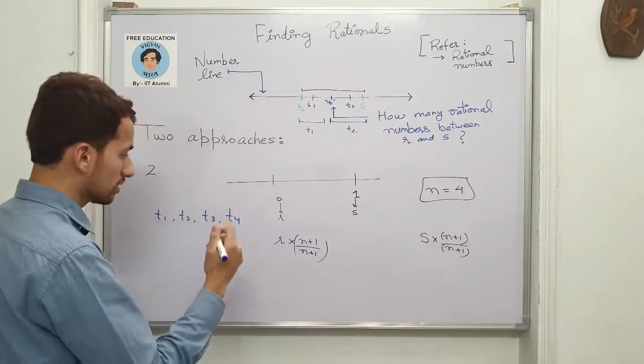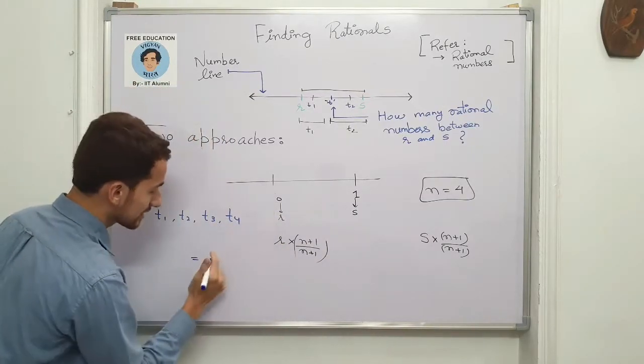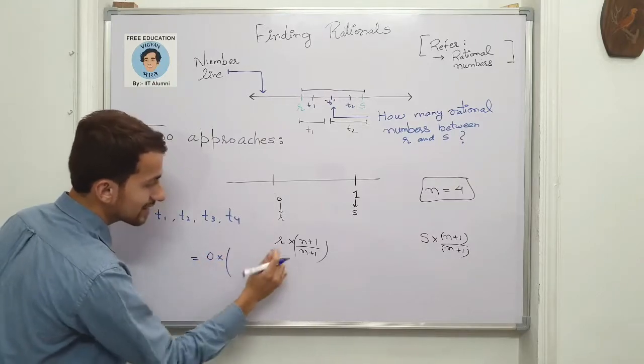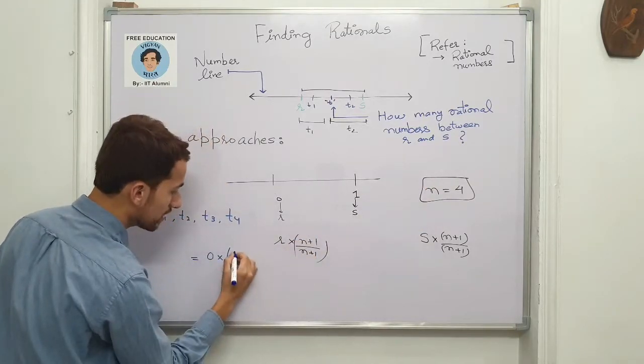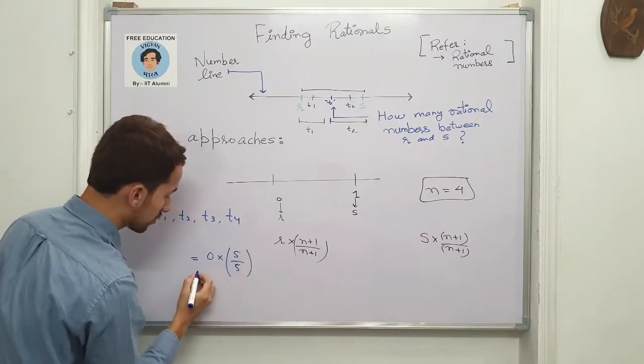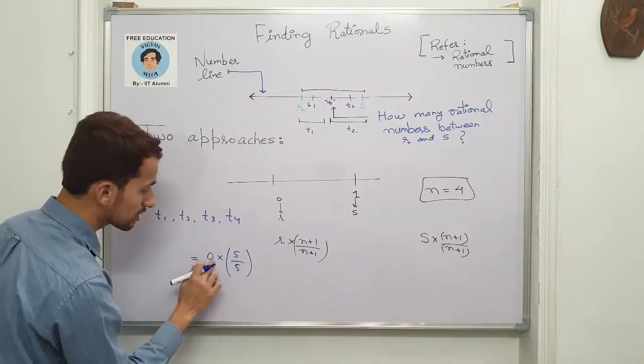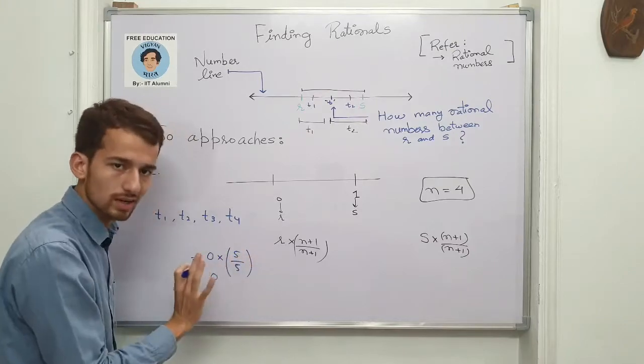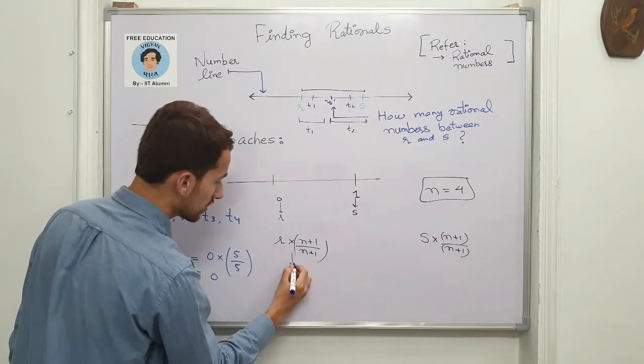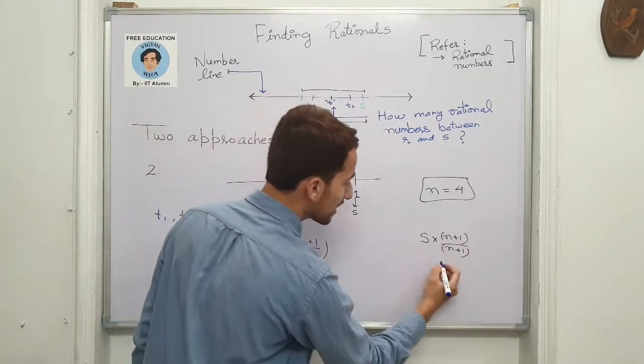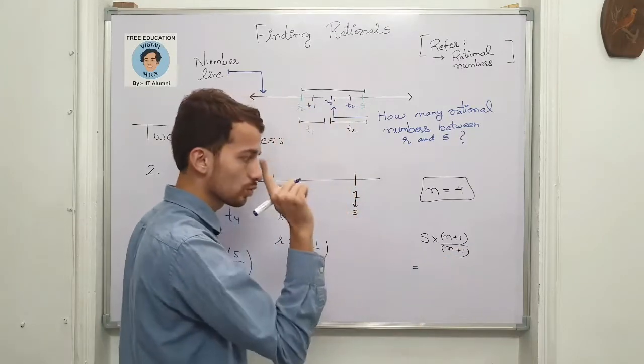Let me now solve this. R in our case is 0. N in our case is 4. So 4 plus 1 is 5, over 5. Then this simply reduces to 0, because 0 times some number is 0. And now this value, S in our case, is 1.